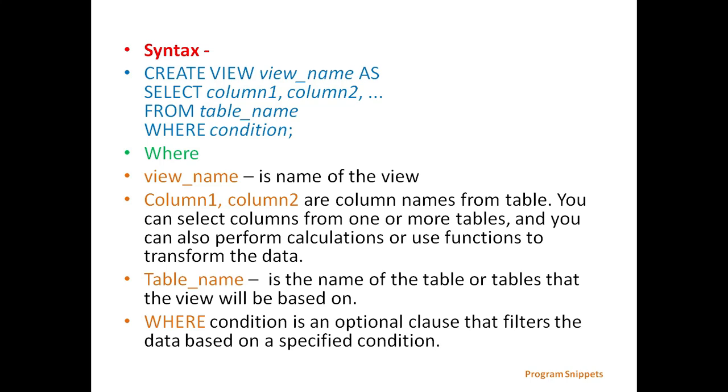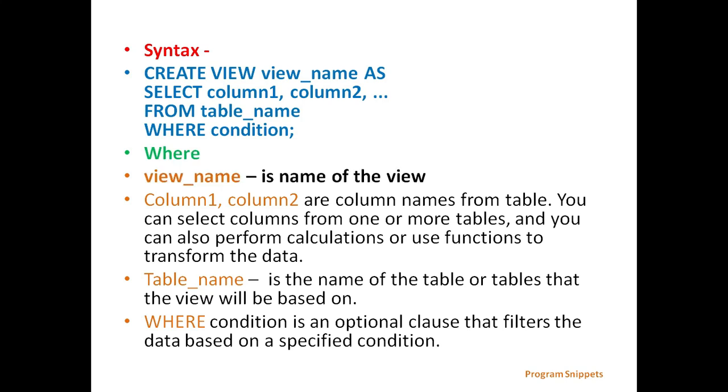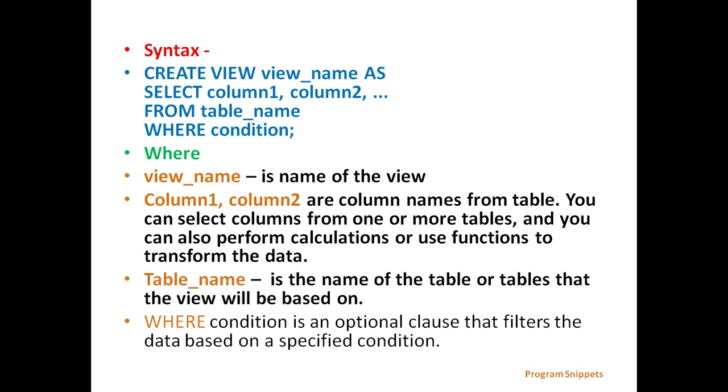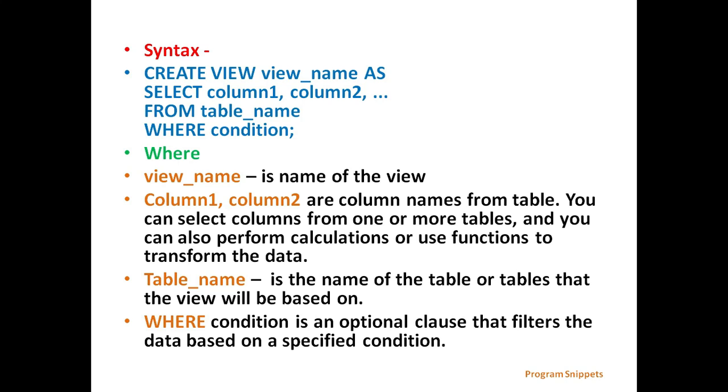General syntax is create view, view name as select columns from table name and where condition. Here view name is the name of the view. Column 1, column 2 are the column names from the tables. You can select columns from one or more tables and you can also perform calculations or use functions to transform the data. Table name is the name of the table or tables that the view will be based on, and where is the condition, which is an optional clause that filters the data based on a specified condition.